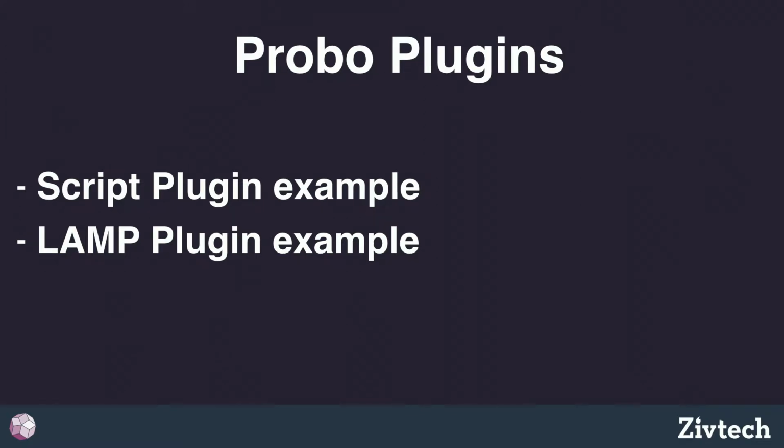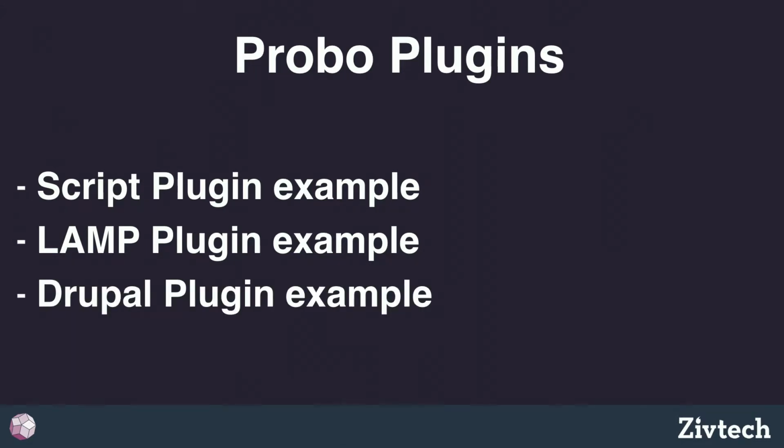We also have a LAMP plugin that gives you some basic options to configure a LAMP application. So you can connect to a database, you can set up your doc root, things like that. We also have a Drupal plugin, which integrates a bunch of Drupal-specific settings. So you can add lines to your settings.php file. You can run drush commands and a bunch of other things on top of that, which are Drupal-specific.